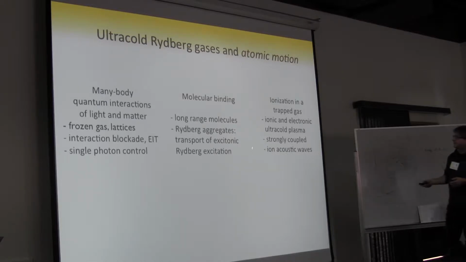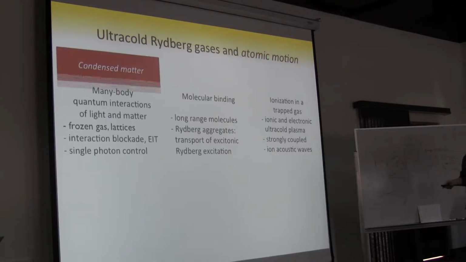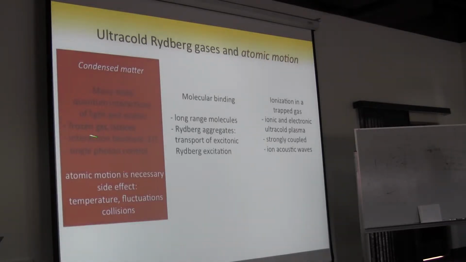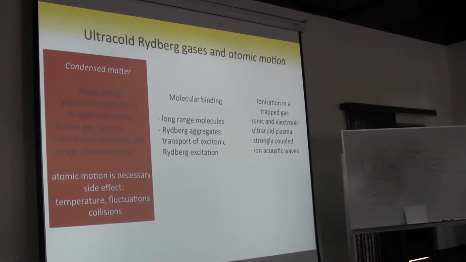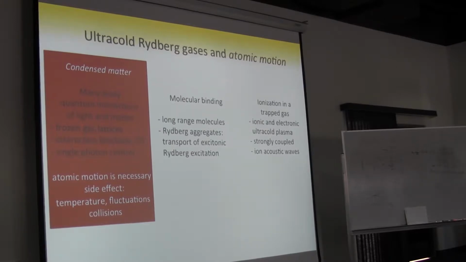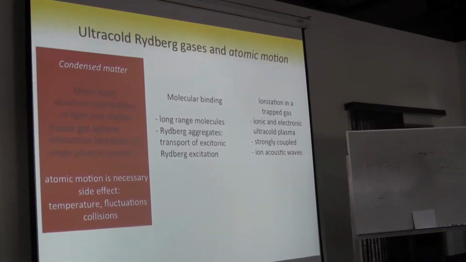And the other aspect I will address in this molecular regime is really Rydberg aggregates, the transport of excitonic Rydberg excitation. Now, the question is, what do these three regions of ultra-cold Rydberg phenomena have to do with atomic motion? I think here on the left-hand side, atomic motion is a necessary side effect. It is temperature fluctuations, collisions. Essentially, you're not interested in that. You want the geometrical organization of your excited sites, and you want a frozen gas, and all the rest is kind of dirt. That's the condensed matter aspect, if you wish.